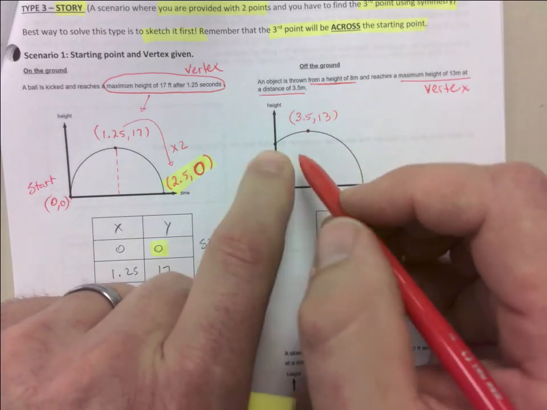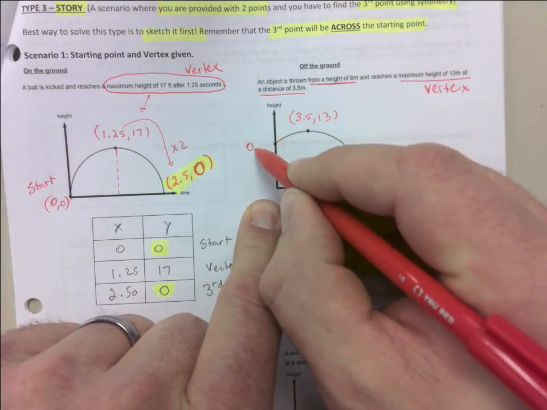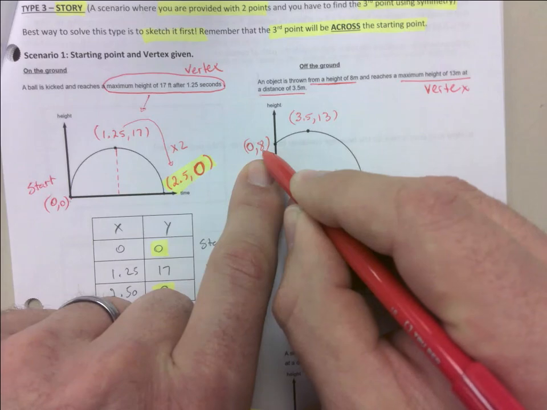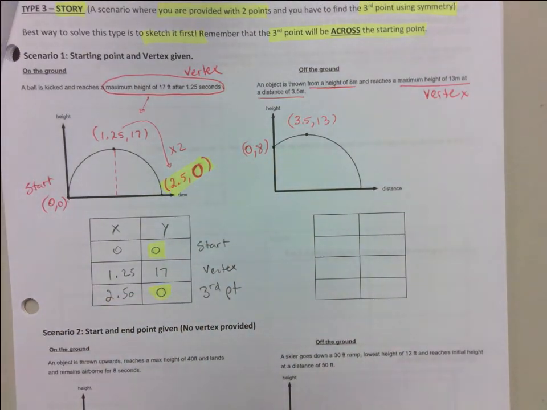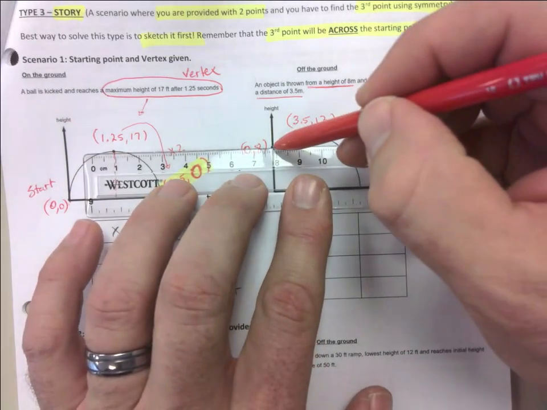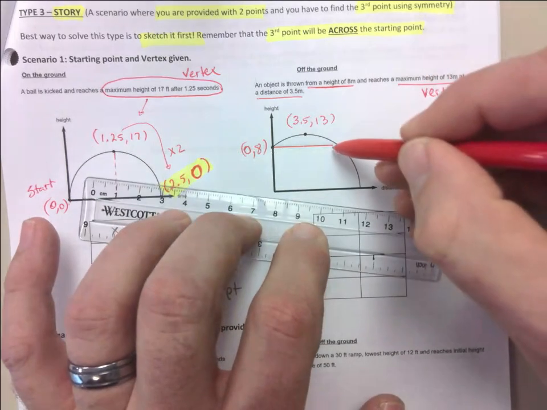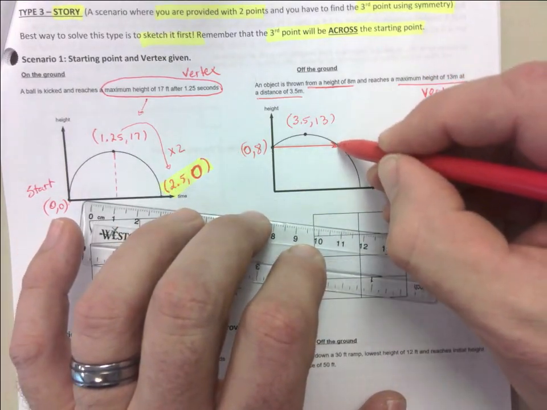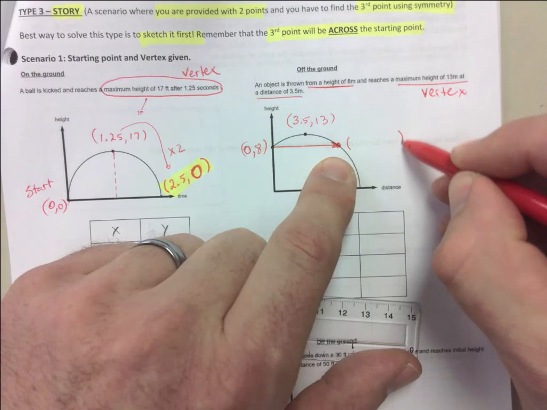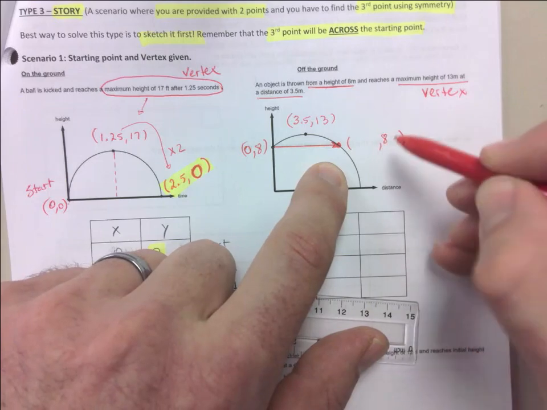What point do we know here? What would this be labeled as? 0, 8. When you haven't traveled horizontally one bit, you're at 8. So where's that third point going to be now? I'm going to use a ruler, and I know that I will come back to that point on its way down. If it's 8 when you start, guess what? It's going to be 8 again here.